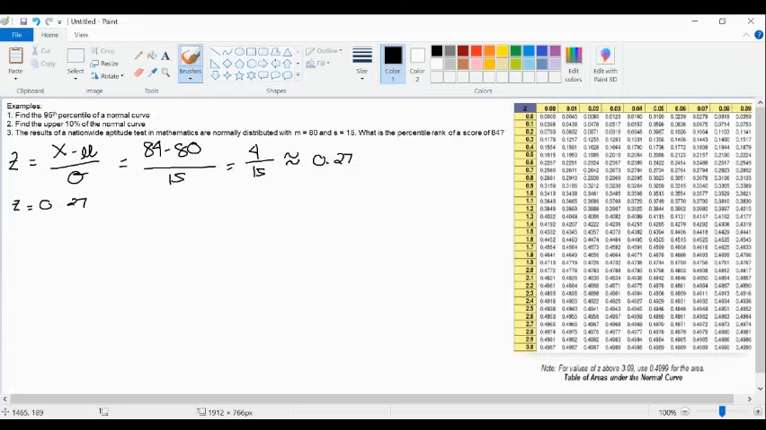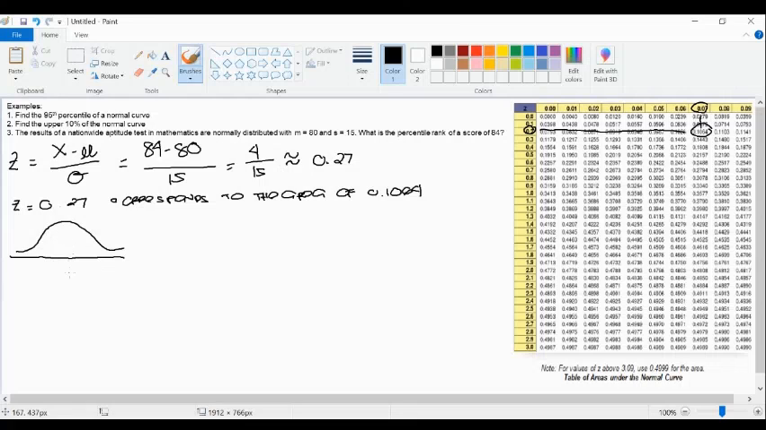z table. So here, 0.2 and then 0.07, which will give us an area. So z equals 0.27 corresponds to an area of 0.1064.